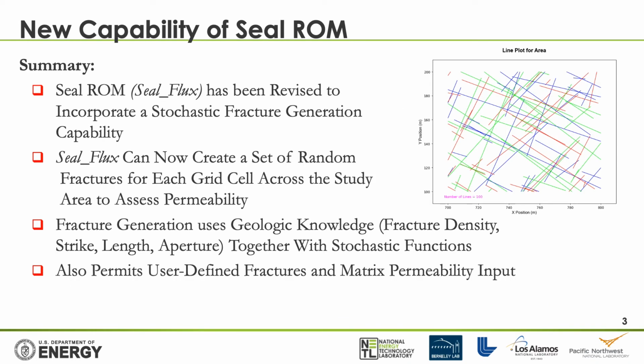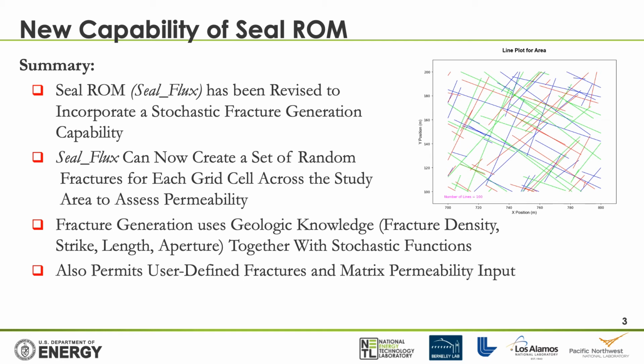In summary, the seal ROM, as we call it, seal flux, now has a stochastic fracture generation capability. Seal flux can now generate a set of random fractures for each grid cell across the study area and then assess the permeability of that network. Fracture generation uses geologic knowledge, fracture density, strike, length, aperture, together with stochastic functions to generate this network.